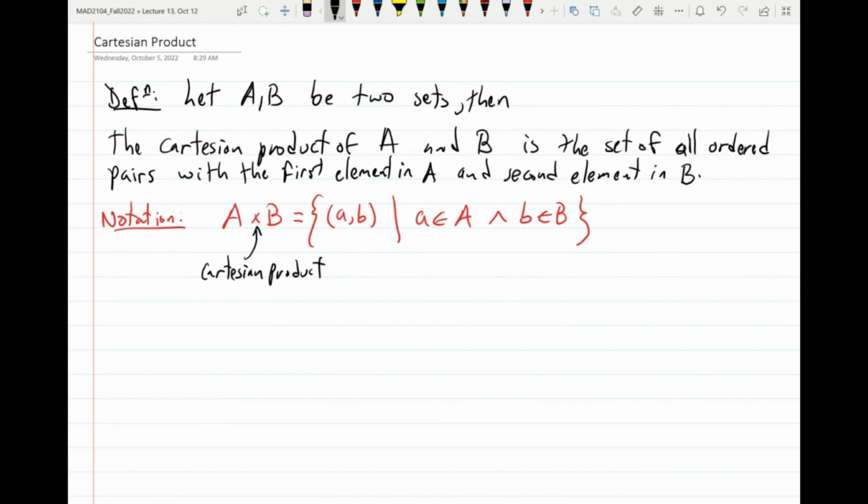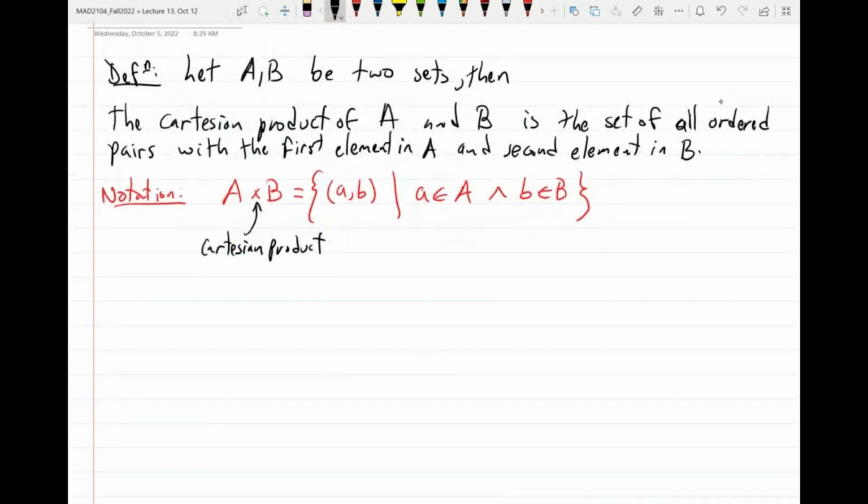And the rest of the symbols you know, right? You know the such that and you know the and. Okay, so if you have two sets, you can always make the product, and it's just a collection of all possible ordered pairs that you can make, where the first guy is taken from A and the second guy is taken from B.